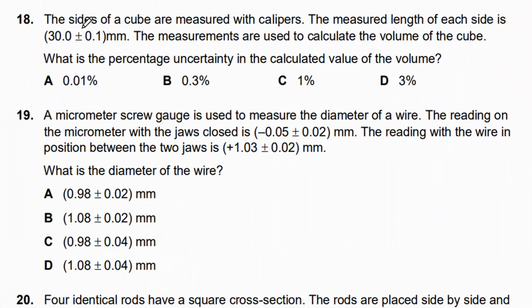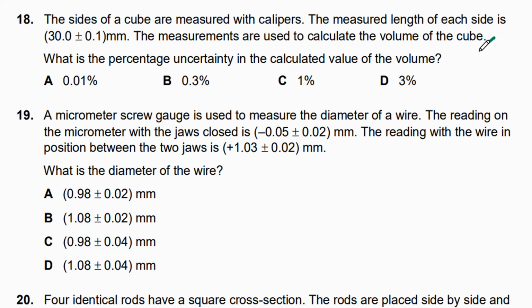Let's look at question 18. It says the sides of a cube are measured with calipers. The measured length of each side is given by 30.0 plus minus 0.1 millimeters. So basically the measurement with its absolute uncertainty. The measurements are used to calculate the volume of the cube. What is the percentage uncertainty in the calculated value of the volume?